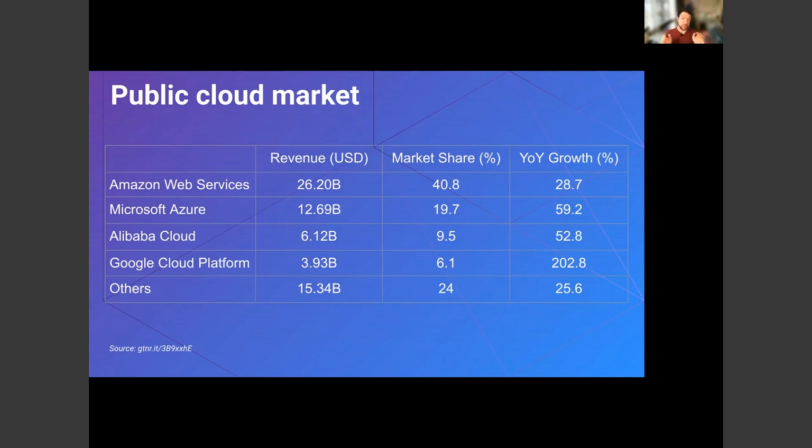These are statistics from last year, by the way. You can see there the source at the bottom. It's a Gartner report. Check out that URL. If you want to read the whole report, there's a lot of good stuff in it. So I've just extracted a couple numbers for us to think about here today. But Amazon Web Services, right, $26 billion in revenue, a 40% market share. But look at that year-over-year growth. 28.7, 30% year-over-year growth when it already has a 40% market share at $26 billion revenue.